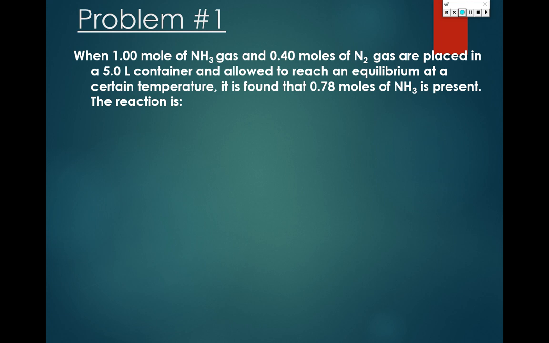So that is like 3 marks, okay? So that concentration, moles per liter thing is important. So 1 mole of NH3 gas and 0.4 moles of N2 gas are placed in a 5-liter container and allowed to reach equilibrium. So they're initially placed in the container, then they reach equilibrium.